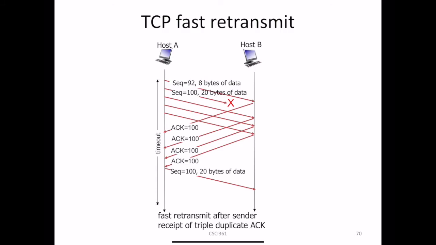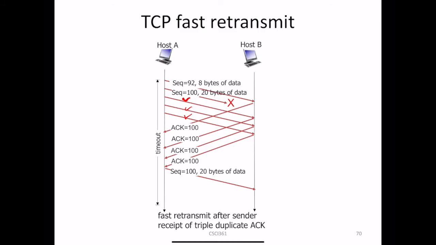Then let's see an example for this TCP fast retransmit. We have two hosts, host A and host B. Both of them have set up a TCP connection, and host A will continuously send a set of segments to host B. The first segment with the sequence number 92 arrives at host B successfully. However, the second segment with the sequence number 100 gets lost. After that, all the following segments become out of order segments.